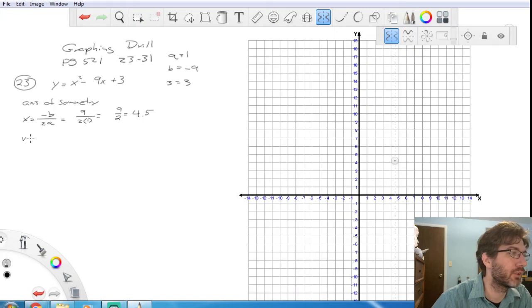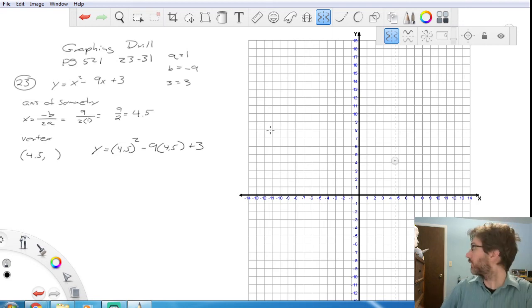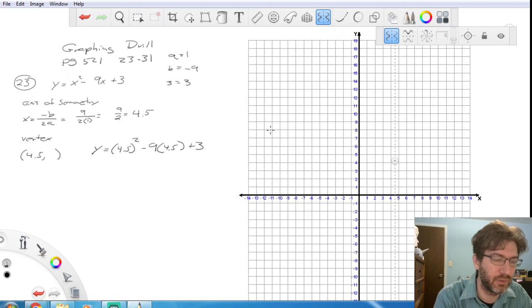Then you want your vertex, which is going to be 4.5 on the x. We don't know the y yet, so we're going to plug into this equation to get it. y equals 4.5 squared minus 9 times 4.5 plus 3. You can go ahead and use a calculator to solve that. I don't expect you to do this in your head.